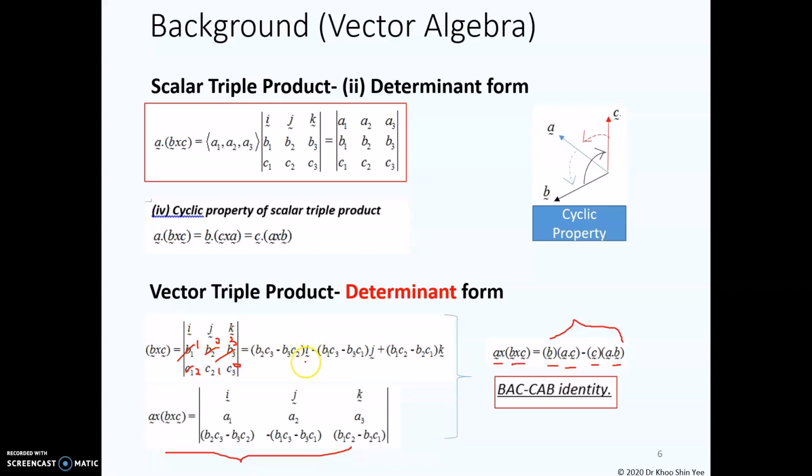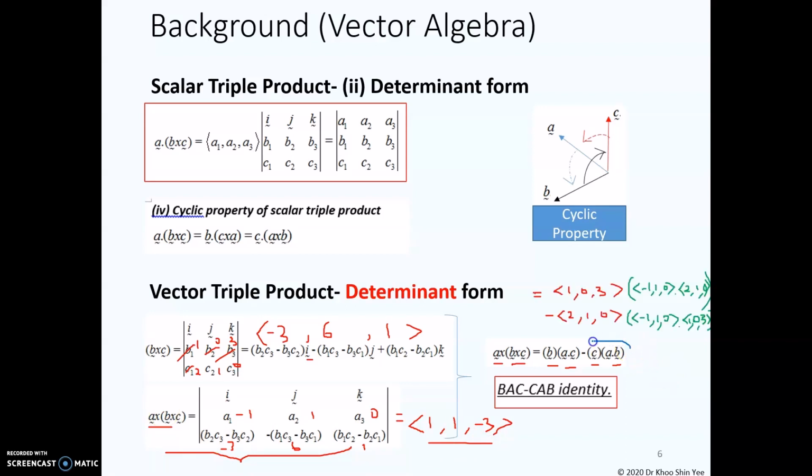Then after performing the cross product, you should obtain this answer. So you substitute negative 3, 6, and 1 inside this equation, and then let the A vector be negative 1, 1, and 0 here. Then you shall obtain this result for this vector triple product. Besides that, you also can use the BAC-CAB identity to compute the vector triple product here.